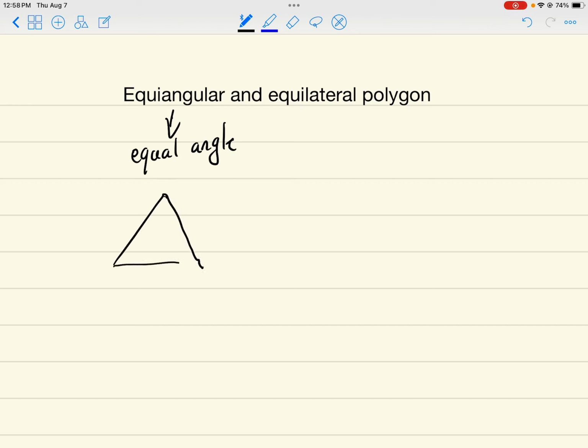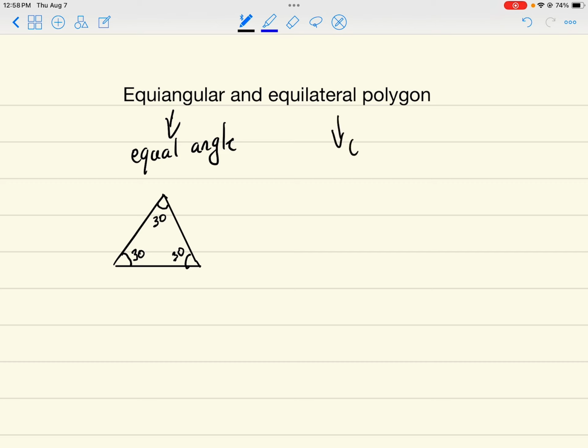So if we have say a triangle like this, it's not a perfect triangle. Let me redraw that. So you would say that the angles would be the same. So the internal angles would be the same. So let's say this was 30 degrees. This would also be 30 degrees. This would also be 30 degrees. So that's what an equiangular polygon is.